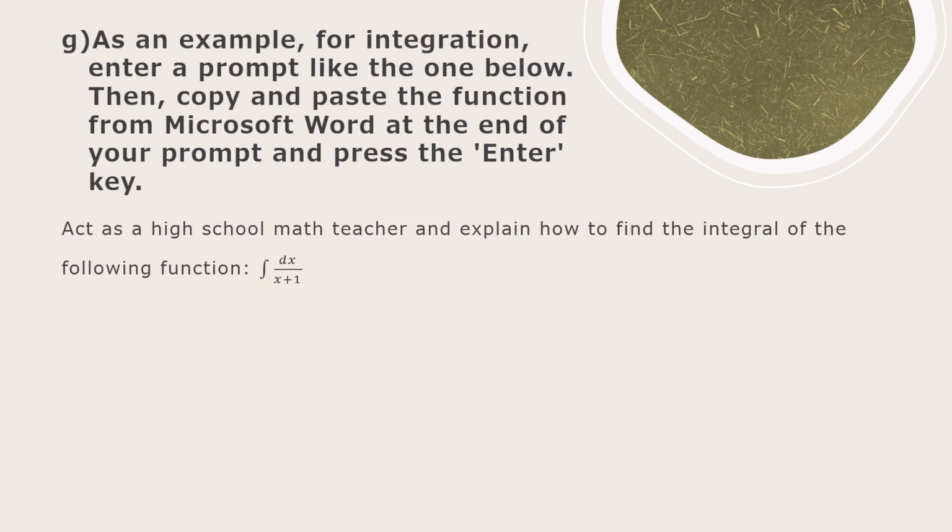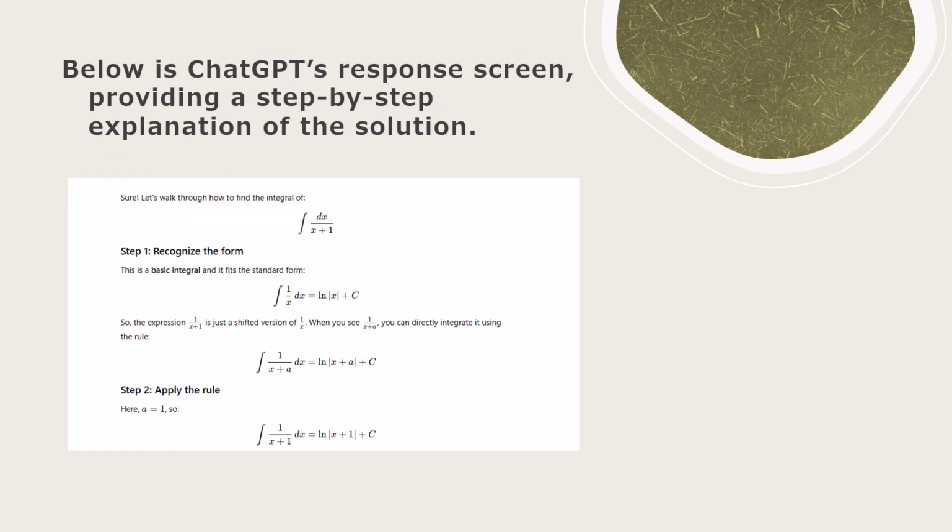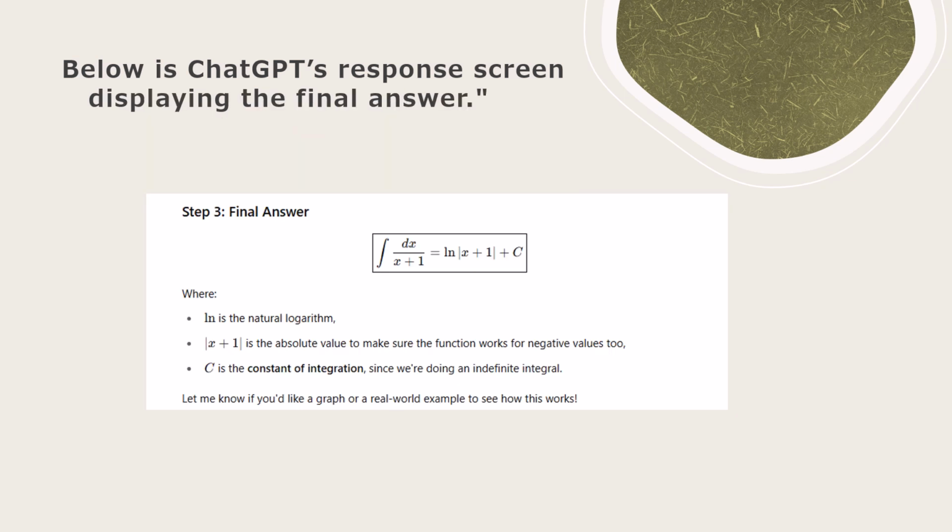Here's how it all comes together. Type the prompt we generated earlier and paste the function from Word next to it. Press enter. ChatGPT gives you a clear step-by-step explanation and will highlight the final answer with applicable remarks.